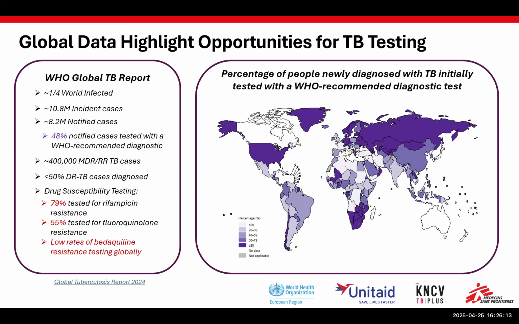Of those 8.2 million notified cases, there were approximately 400,000 multidrug-resistant or rifampicin-resistant TB cases, abbreviated here as MDR/RR-TB. However, less than 50% of the estimated number of incident DR-TB cases were diagnosed globally that same year, where diagnosis often relies on drug susceptibility testing. Of those with bacteriologically confirmed TB, only 79% were tested for rifampicin resistance globally. And of those with rifampicin resistance, only 55% were tested for fluoroquinolone resistance. And we continue to see low and variable rates of bedaquiline and linezolid resistance testing globally, highlighting that we still have opportunities to ensure that clients receive these services, can be started on appropriate treatment, and can be guided towards cure.